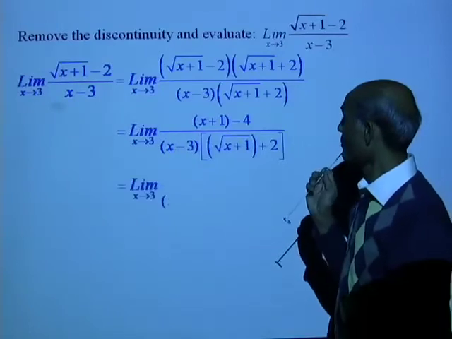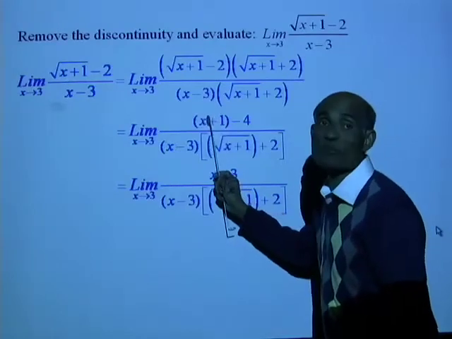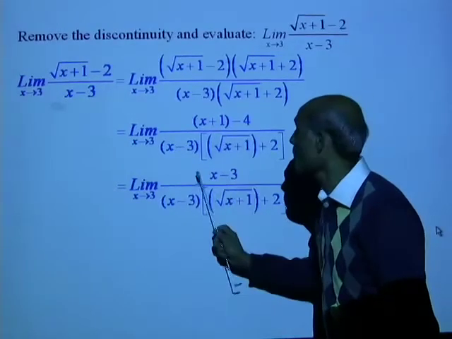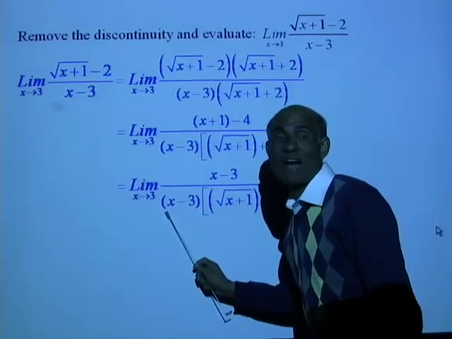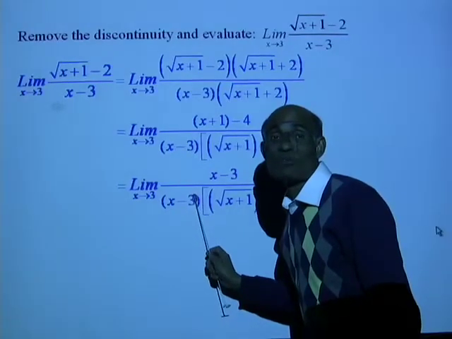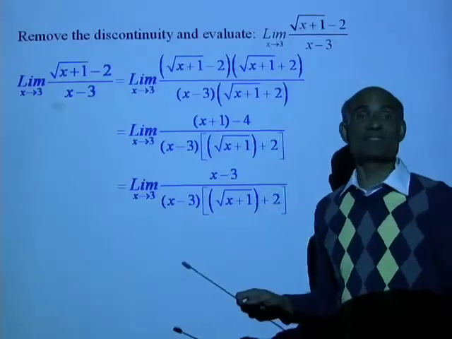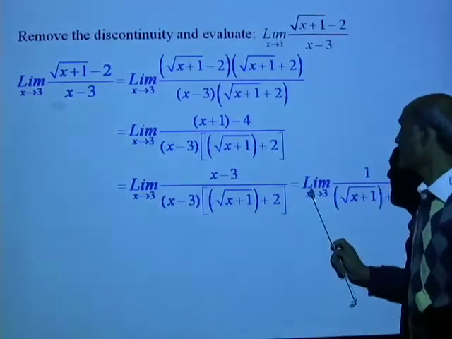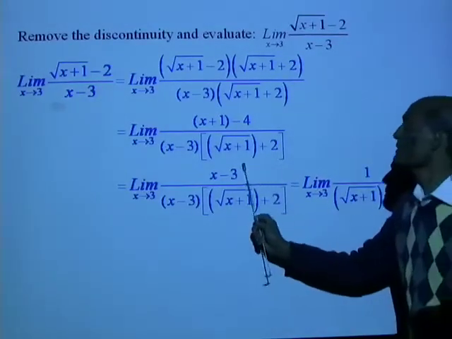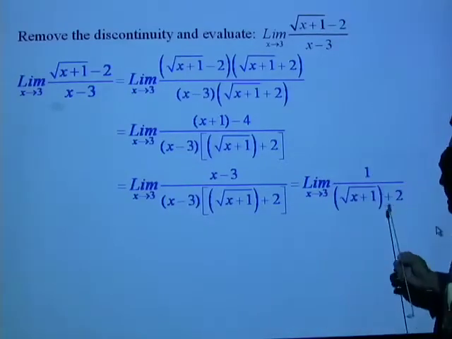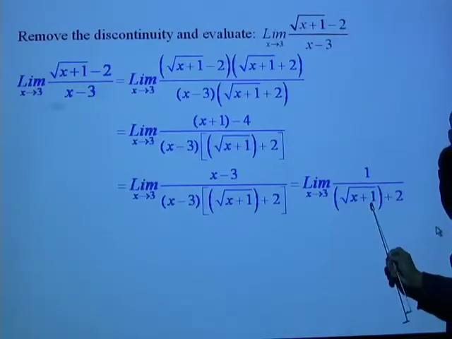Now, what will we do? And that will be, if you simplify this, the numerator now is x plus 1 minus 4, which is x minus 3. And look at that. That x minus 3 and that x minus 3 go. By removing that x minus 3 from the denominator, we are removing the discontinuity. That's right. So that becomes limit x approaches 3, 1 over square root x plus 1 plus 2, because these have cancelled. And now, if you look, there is no discontinuity at x equal to 3 for this quantity.